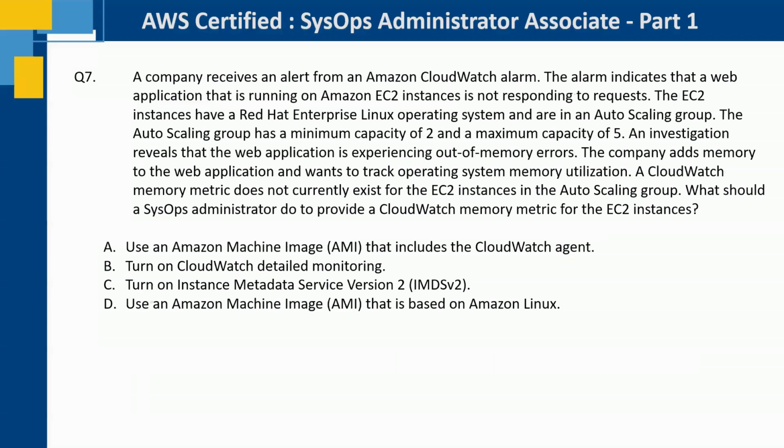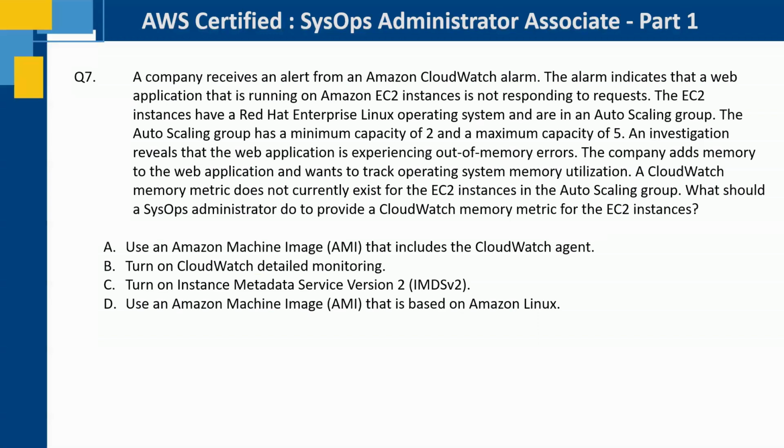Next question. A company receives an alert from an Amazon CloudWatch alarm. The alarm indicates that a web application that is running on Amazon EC2 instances is not responding to requests. The EC2 instances have a Red Hat Enterprise Linux operating system and are in an auto-scaling group. The auto-scaling group has a minimum capacity of 2 and a maximum capacity of 5. An investigation reveals that the web application is experiencing out-of-memory errors. The company adds memory to the web application and wants to track operating system memory utilization. A CloudWatch memory metric does not currently exist for the EC2 instances in the auto-scaling group.